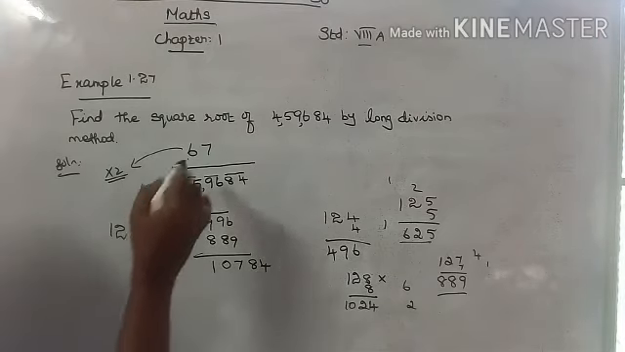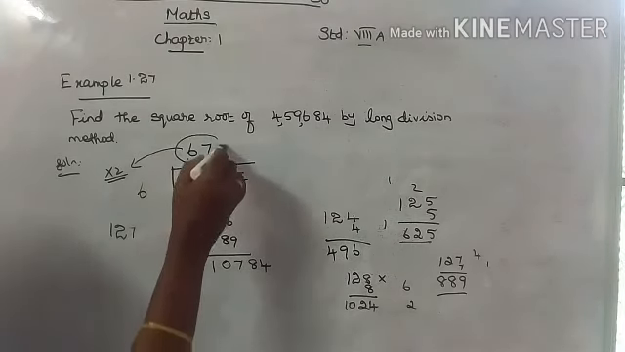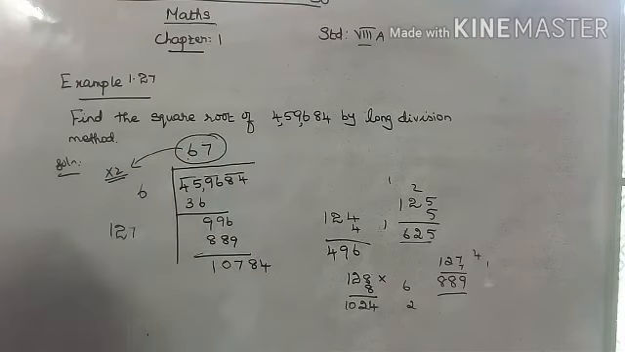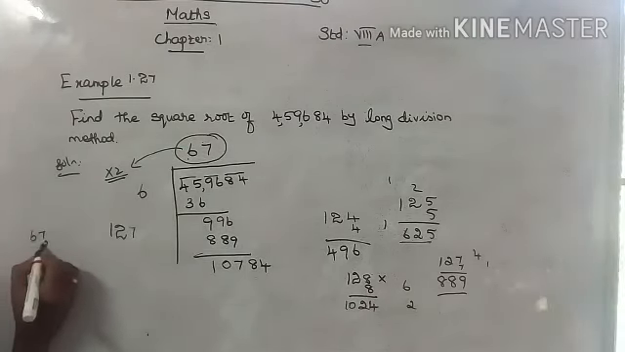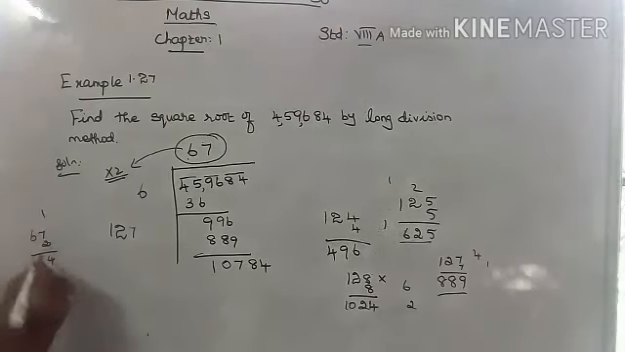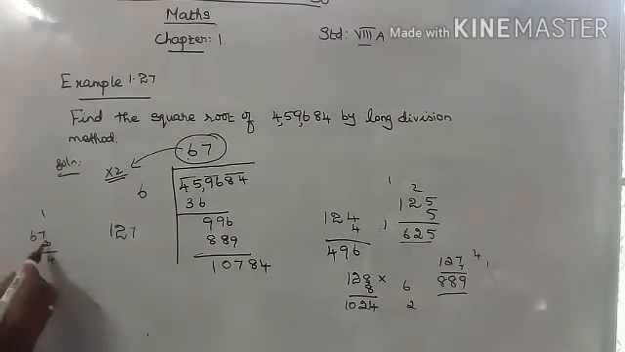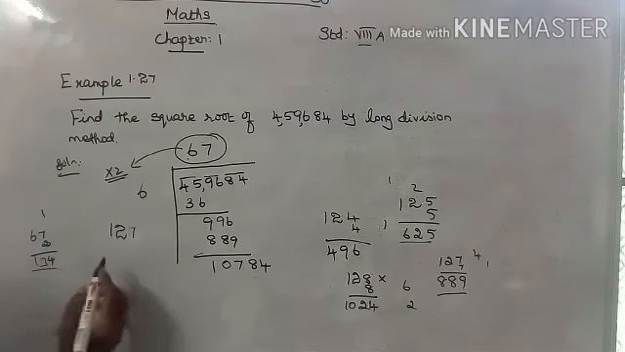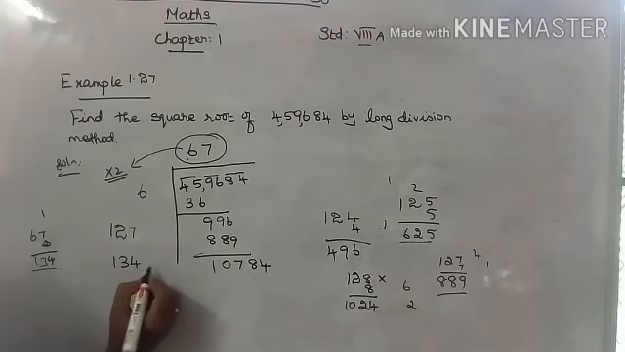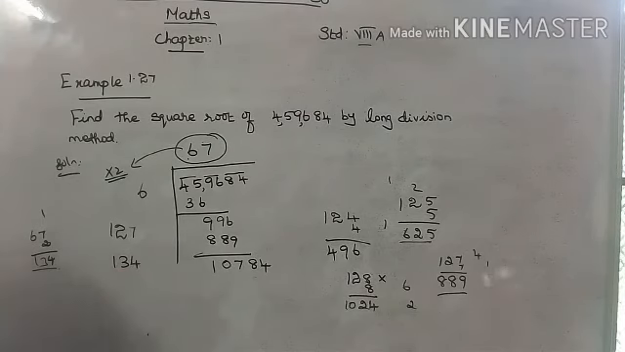Bring down 84. Find out the new divisor. Multiply the quotient into 2. So 67 into 2. 67 2s are: 7 2s are 14, 1 balance, 6 2s are 12, 12 plus 1, 13, 134. So 134 followed by, you find out the next digit. What digit is coming next? We find out it. Okay.